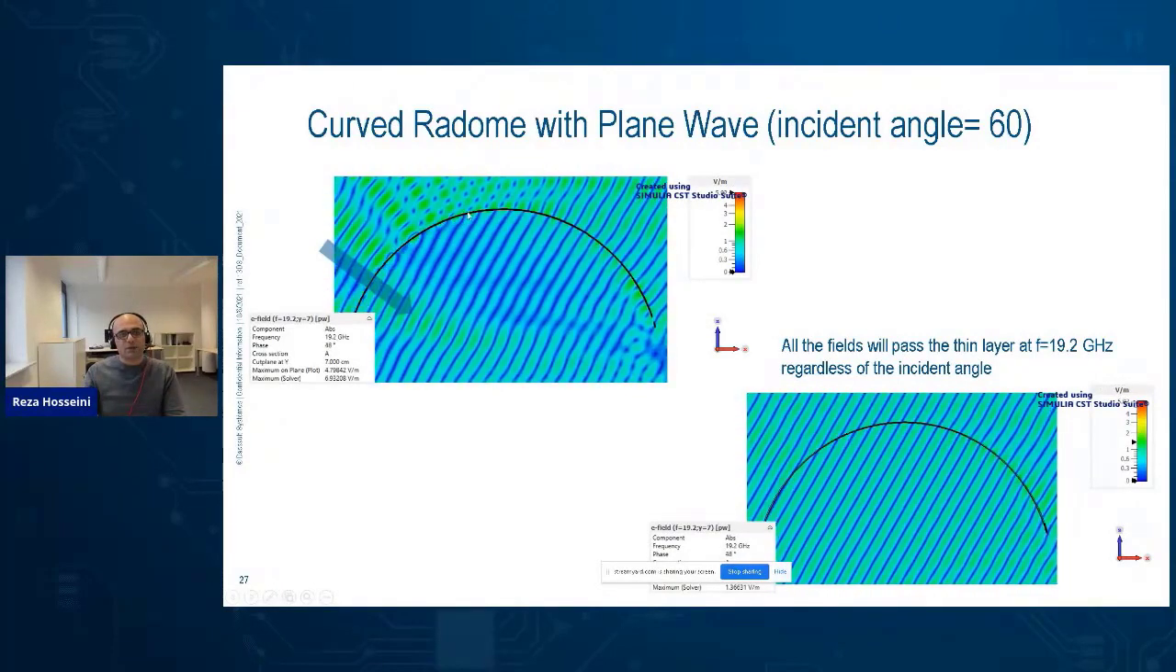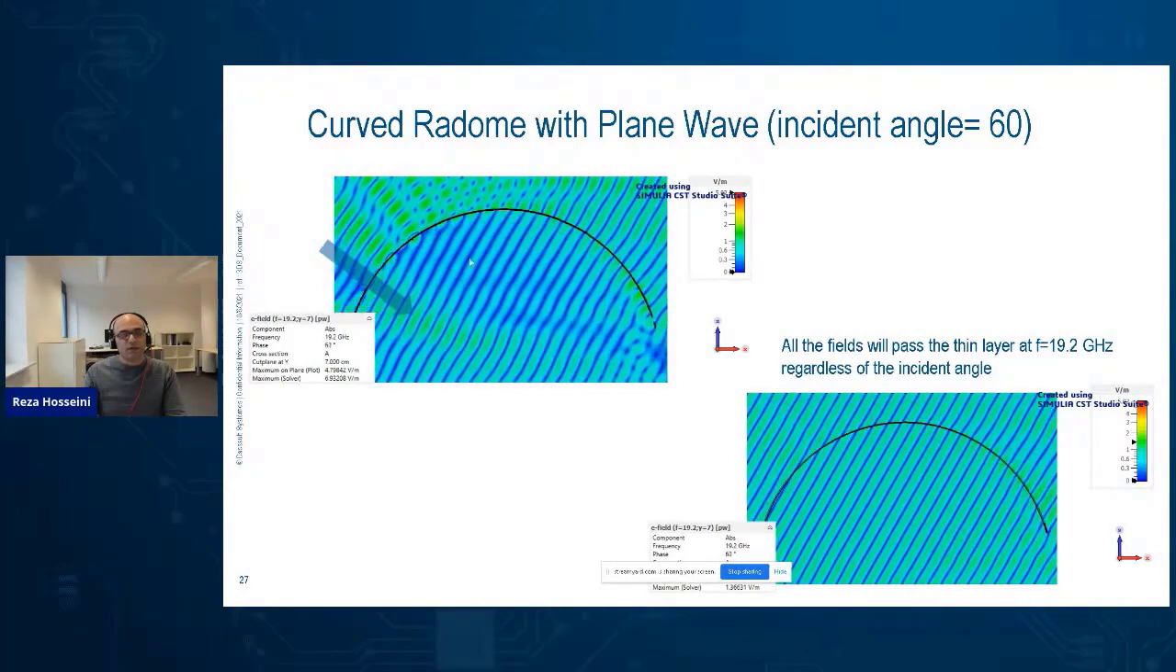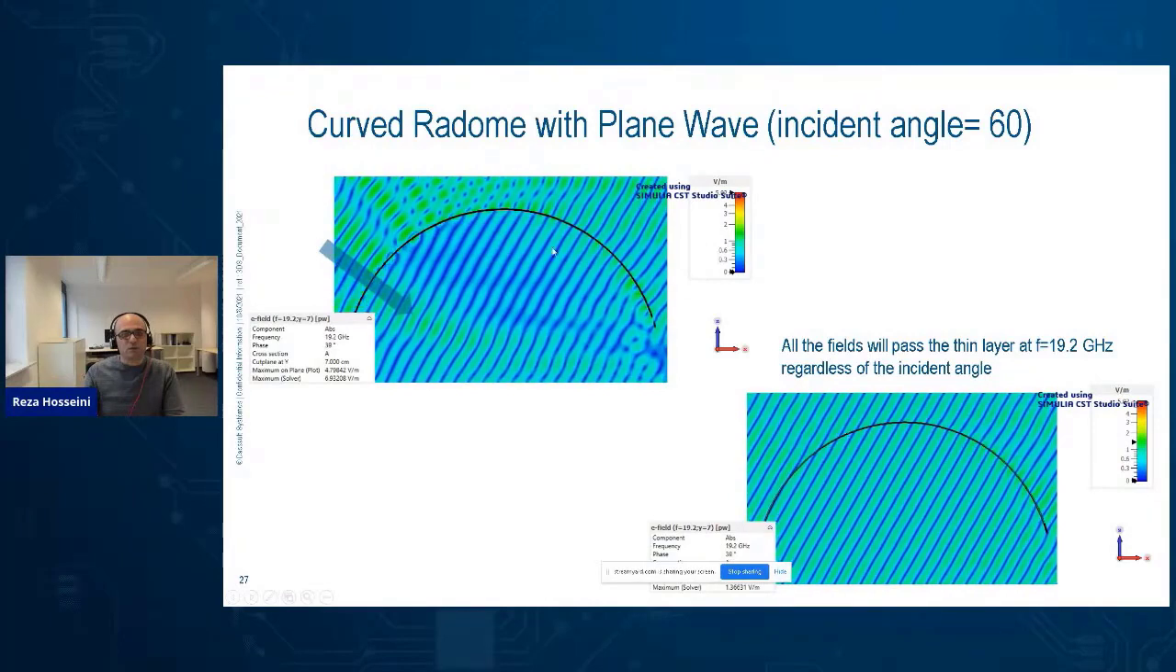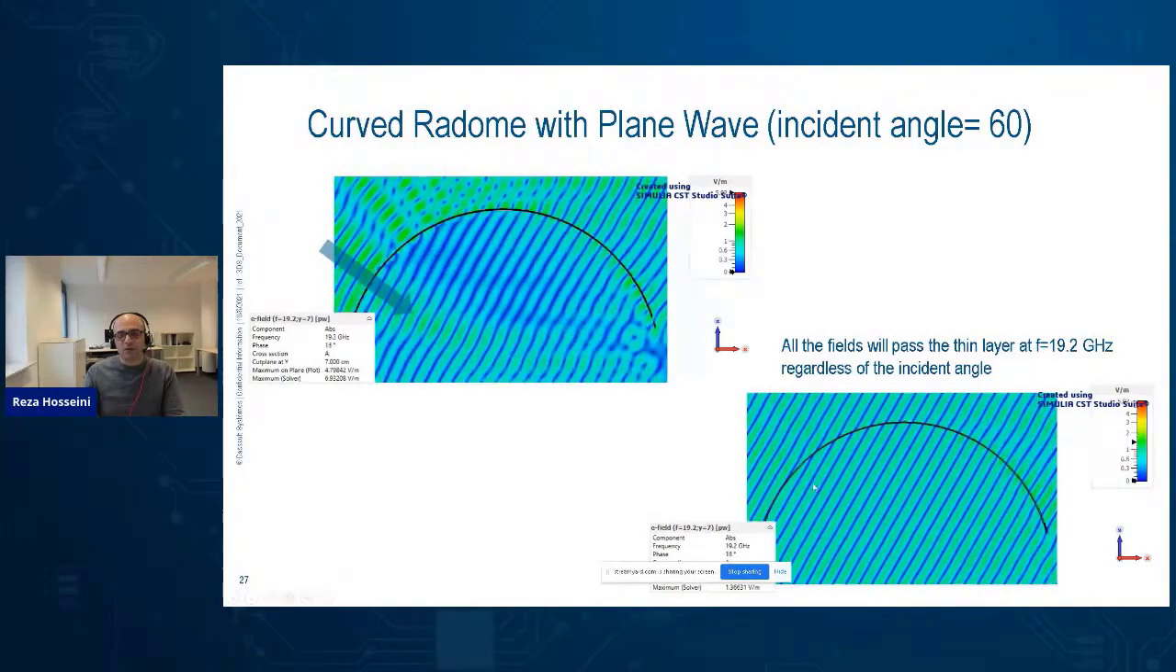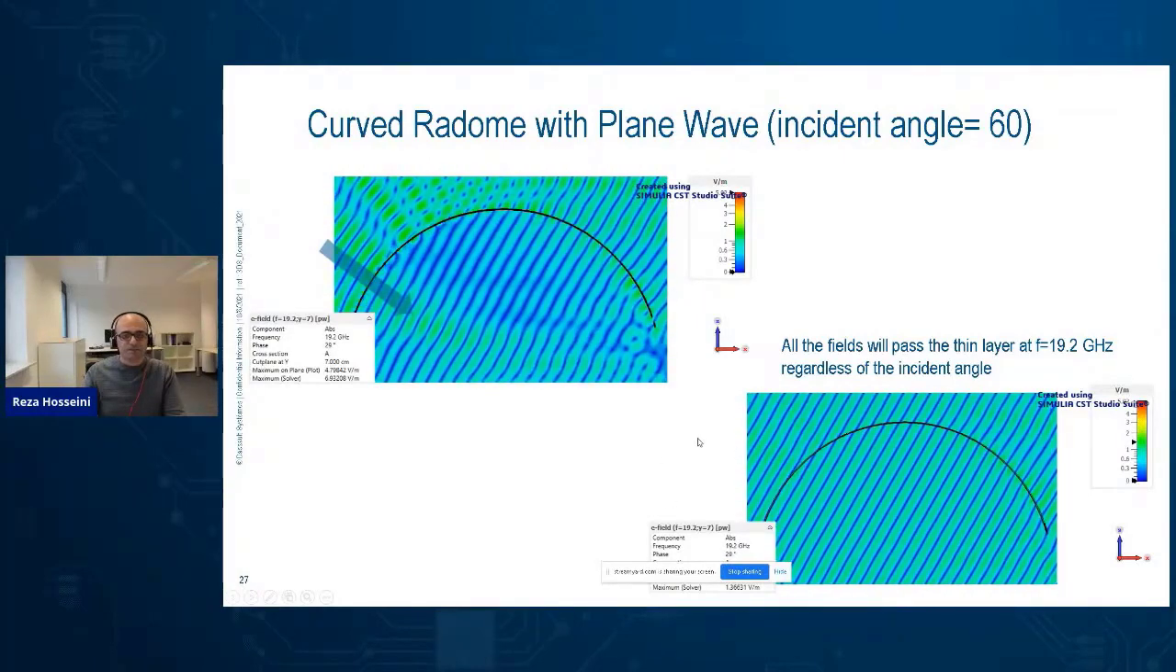But when it comes at these points, which are not exactly normal, we can see that there are other patterns, and some sort of deviation in the field happens. But when you look at the SIMPanel, it passes all; it doesn't see the difference of the incident angle.